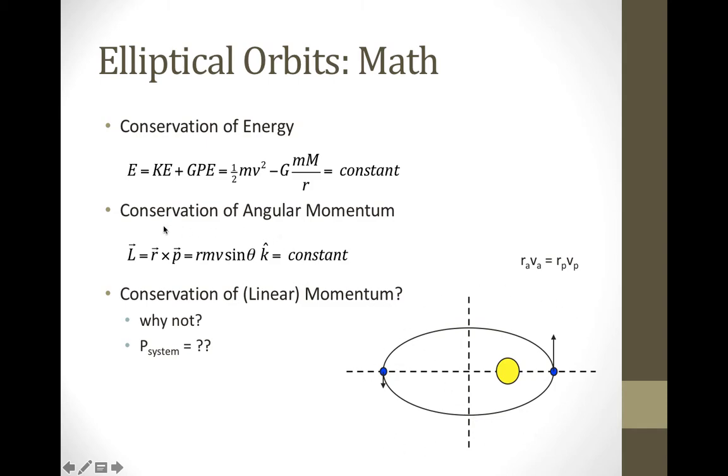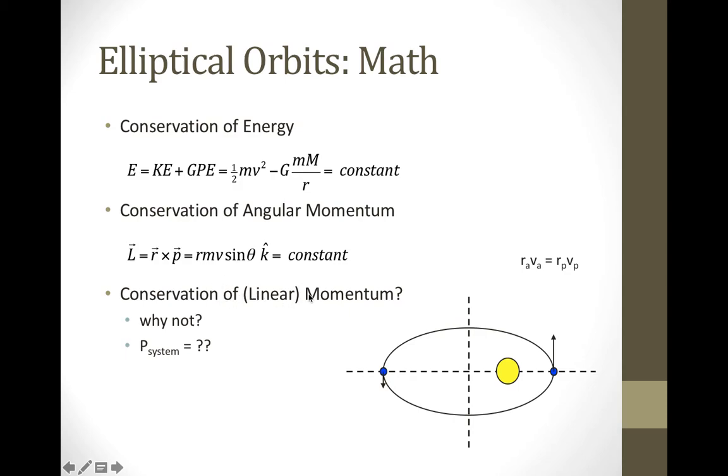In addition, since the only force acting on the planet is gravity, and gravity is a centrally directed force, it applies no torque because gravity points inward. r is from the center of the star or the planet out to the satellite, and there's no angle between the two, so therefore gravity exerts no torque. Angular momentum will be constant, so r cross p will be a constant.